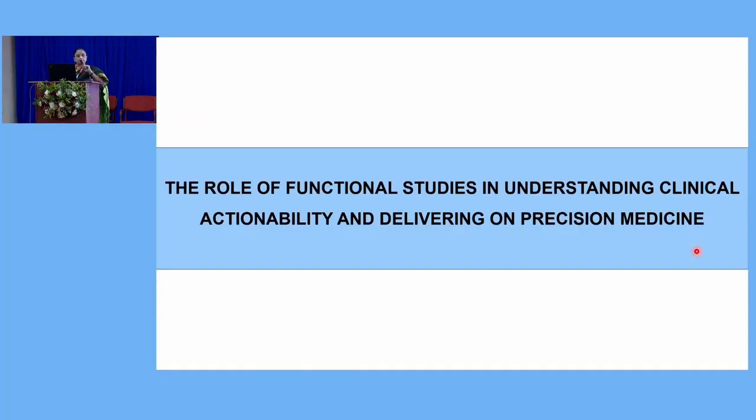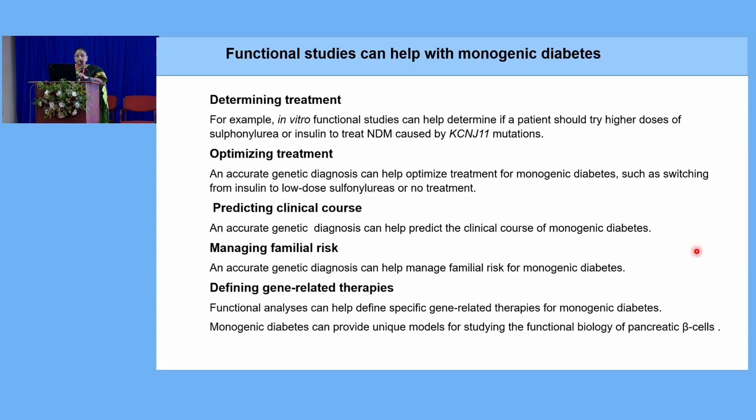But what I want to now stress is the role of functional studies in understanding the clinical actionability, and also this delivers to precision medicine. So why is functional study important? This can help in monogenic diabetes: determining treatment, optimizing treatment, predicting clinical course, managing familial risks, and also defining gene-related therapies. So monogenic diabetes can really provide unique models for studying the functional biology of pancreatic beta cells.